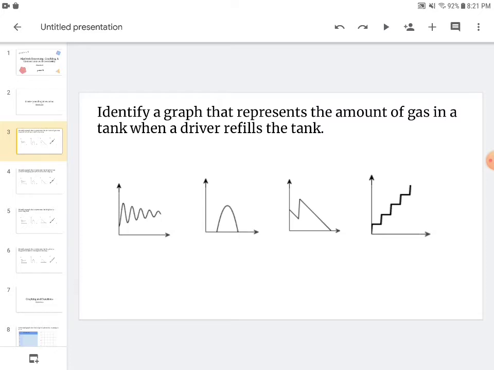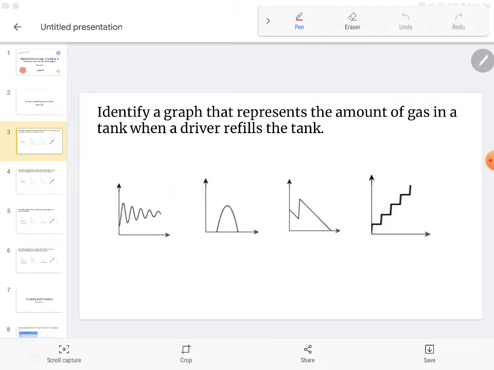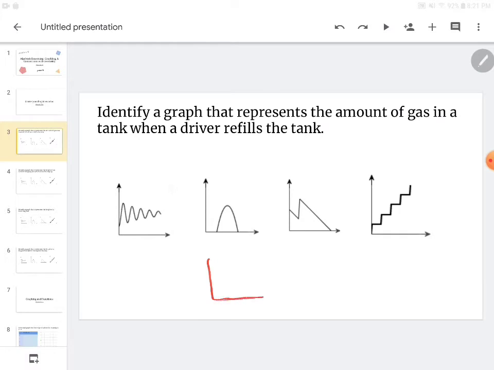driver refills the tank. Now when we think about somebody that is driving, the more you drive, the more gas you lose. Well, when you stop to fill up your tank, you're going to have a sudden increase in how much gas you have. So we're going to draw a little graph here to kind of get an idea.